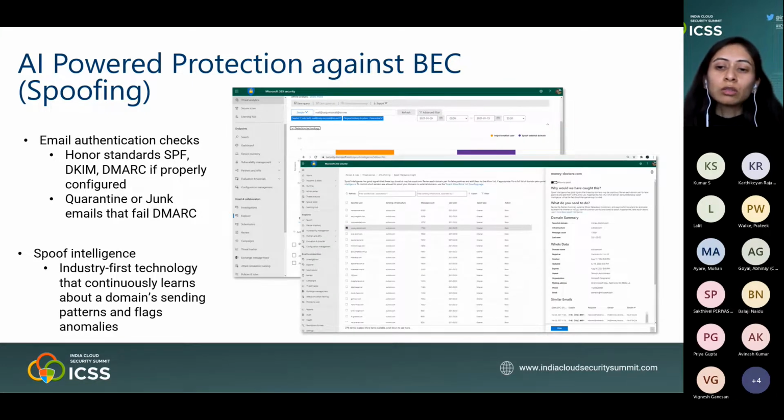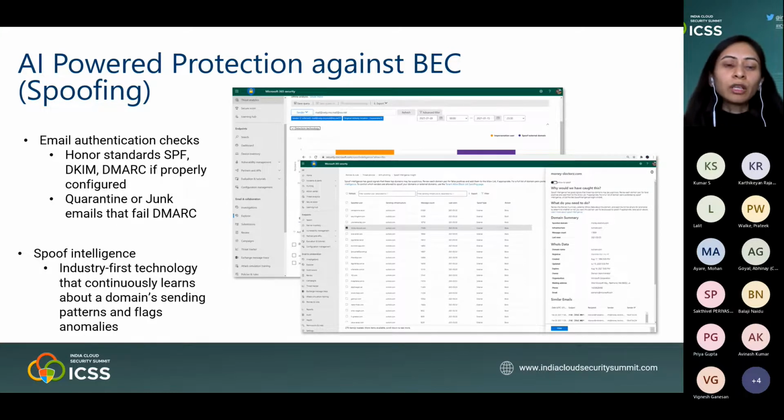This continuously learns about a domain's email sending patterns and flags anomalies. So, what you will see in spoof intelligence is that you get a view, which is the page here, which basically is your spoof intelligence insight. What the spoof intelligence system does is, based on the historical sending patterns of the sender and those learnings, it determines which of the domain pairs are actually good or bad and allows or blocks accordingly.